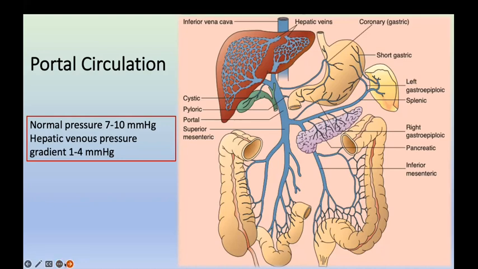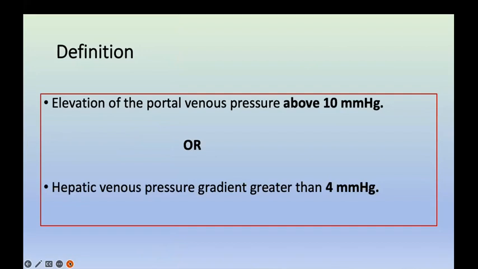So that is our normal anatomy and normal physiology in the portal circulation. But when your portal pressure increases to more than 10 millimeters of mercury, or if your hepatic venous pressure gradient is greater than 4 millimeters, then in that instance we call it portal hypertension. So this is the definition. These numbers can vary. Some may consider about 12 millimeters of mercury, and some take the venous pressure gradient as 5 to 7. But basically, these numbers came from adult data, so we don't have any specific data for the pediatric population.